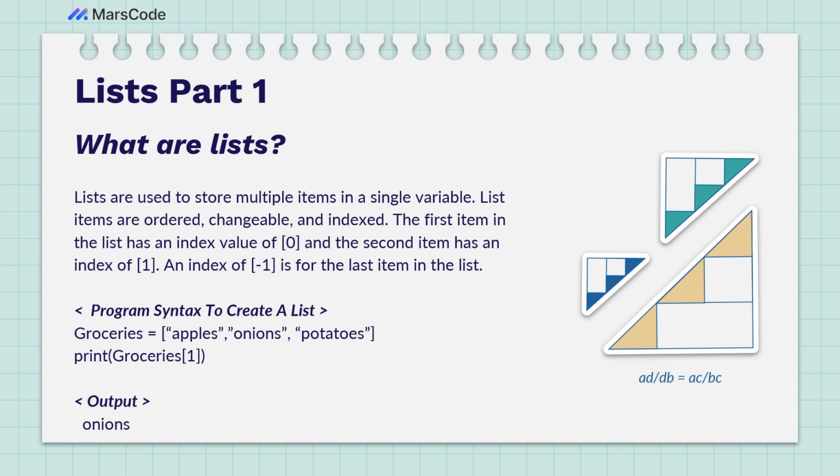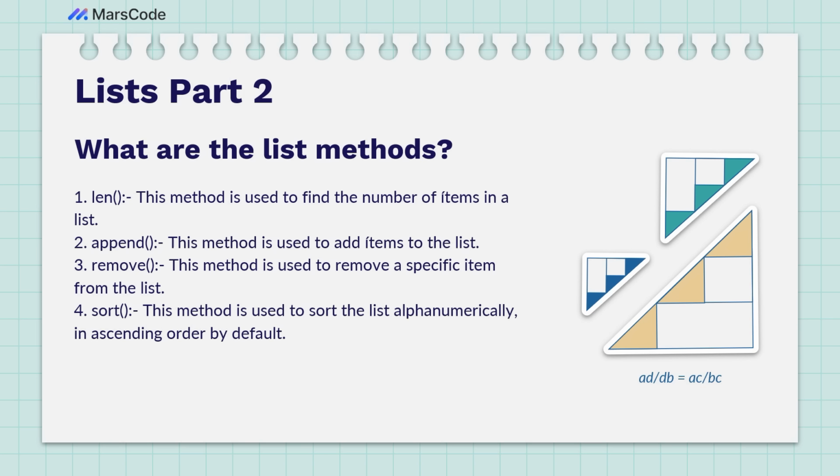Now, what are the list methods? What are some methods that we need to know for lists? Because we're going to be creating programs for different programming scenarios, so we need to understand the methods of lists very well so we can understand the concept when we're actually coding.